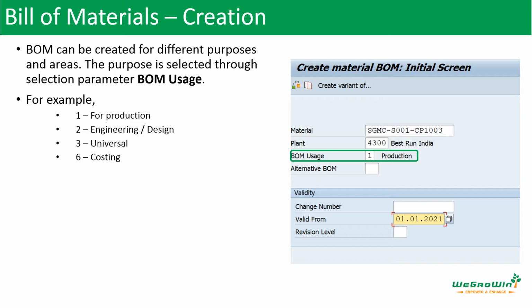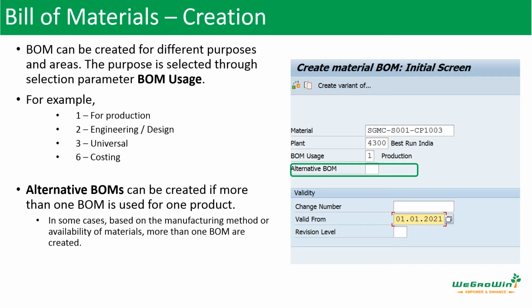After entering the material and plant, let us enter the BOM usage. Why do you need to enter BOM usage? BOM can be created for different purposes and for different areas. For what purpose are we creating this BOM? That we need to highlight. For that, this field BOM usage is used. For example, if you are creating the BOM for production purpose, use the usage 1. If it is for engineering or design purpose, usage 2. If it is for universal purpose, usage 3. If it is created only for costing purpose, put the value as 6. So these are the different usages which are there. You can explore further possibilities in the system.